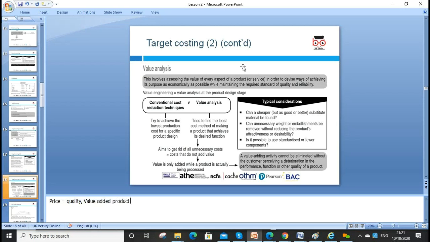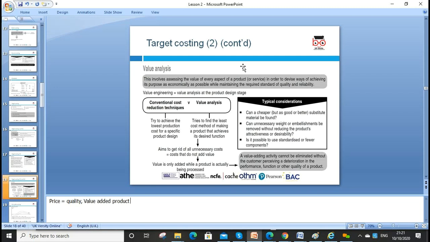Conventional cost reduction techniques try to achieve the lowest production cost for a specific product design. Value analysis tries to find the least-cost method of making the product that achieves the desired function.